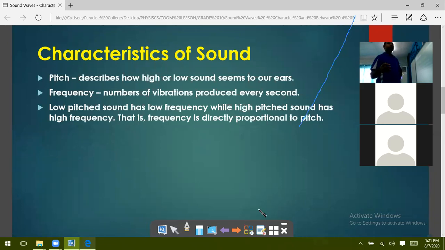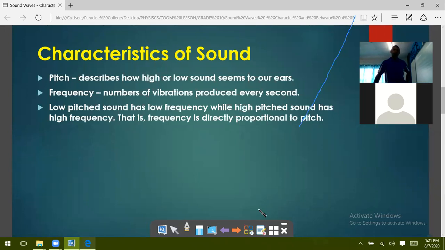So this frequency and the pitch. When you take a look at the third point here, low pitch sound has low frequency, while high pitch sound has high frequency. What does that mean? It means that they are proportional to each other. Yes, exactly. So they are in direct proportion to each other. The higher the frequency, the higher the pitch, and the lower the pitch, the lower the frequency. So again, they are in direct proportion to each other.